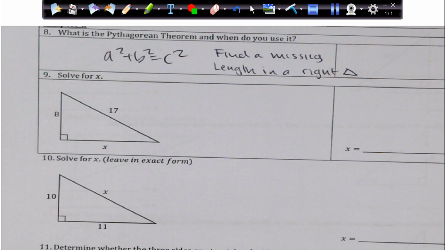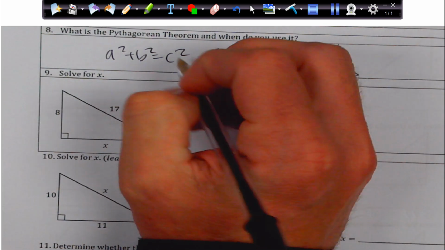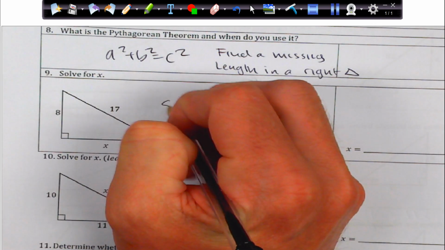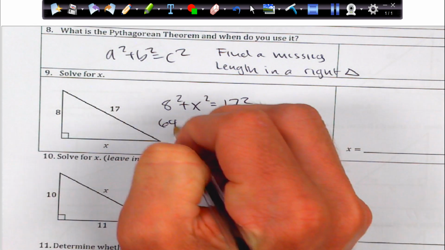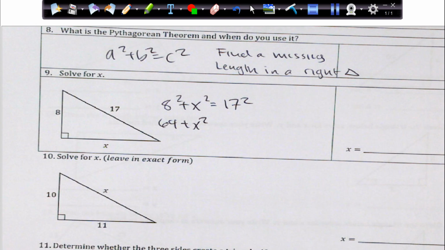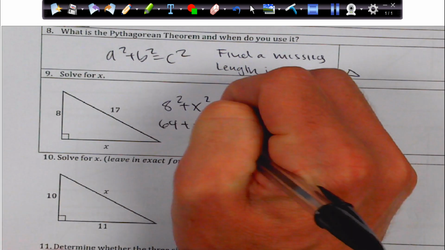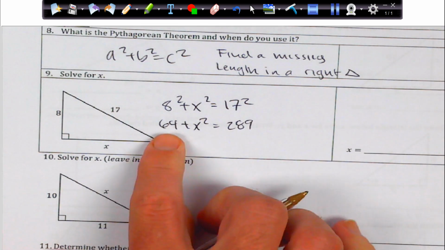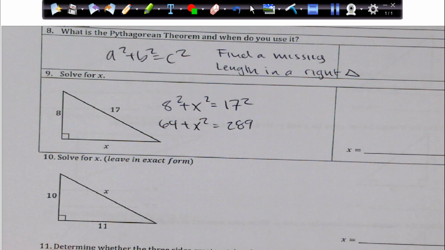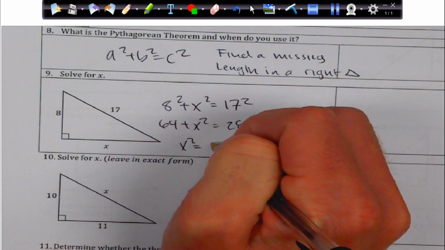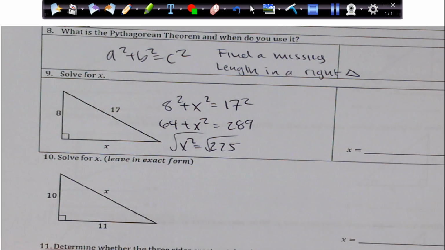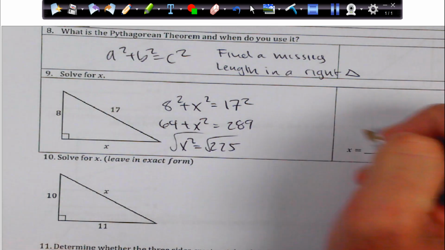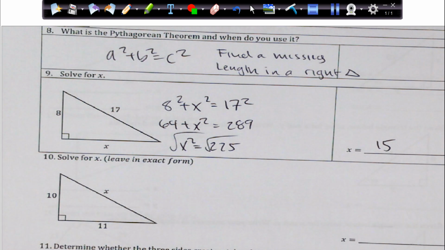Okay, so here we go. Here's our example. C is the hypotenuse, that is along the sides. We're going to get A squared plus X squared equals 17 squared. This is 64 plus X squared. You would think I would know 17 squared off the top of my head. I did not. Subtract the 64, and we get X squared equals 225 by subtracting that 64. Square root that, and when we square root that answer, we find out that we get a very convenient answer of 15.